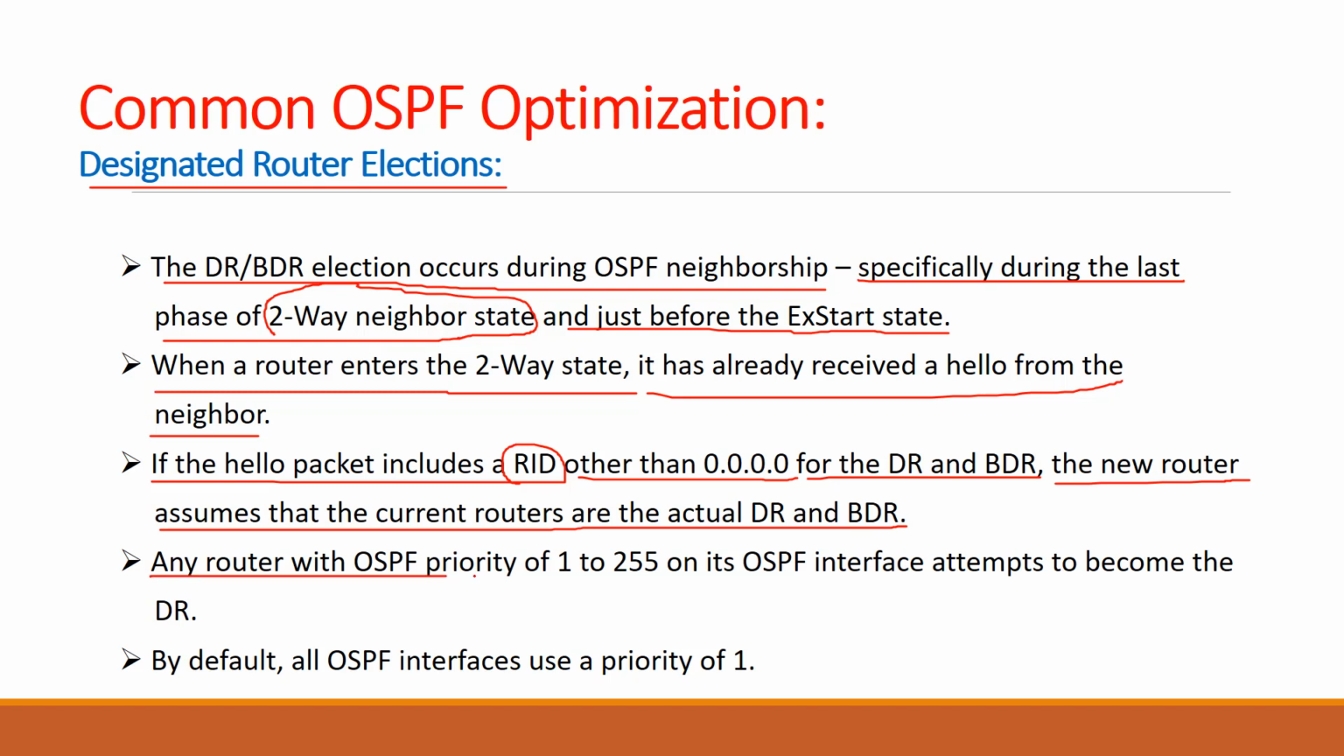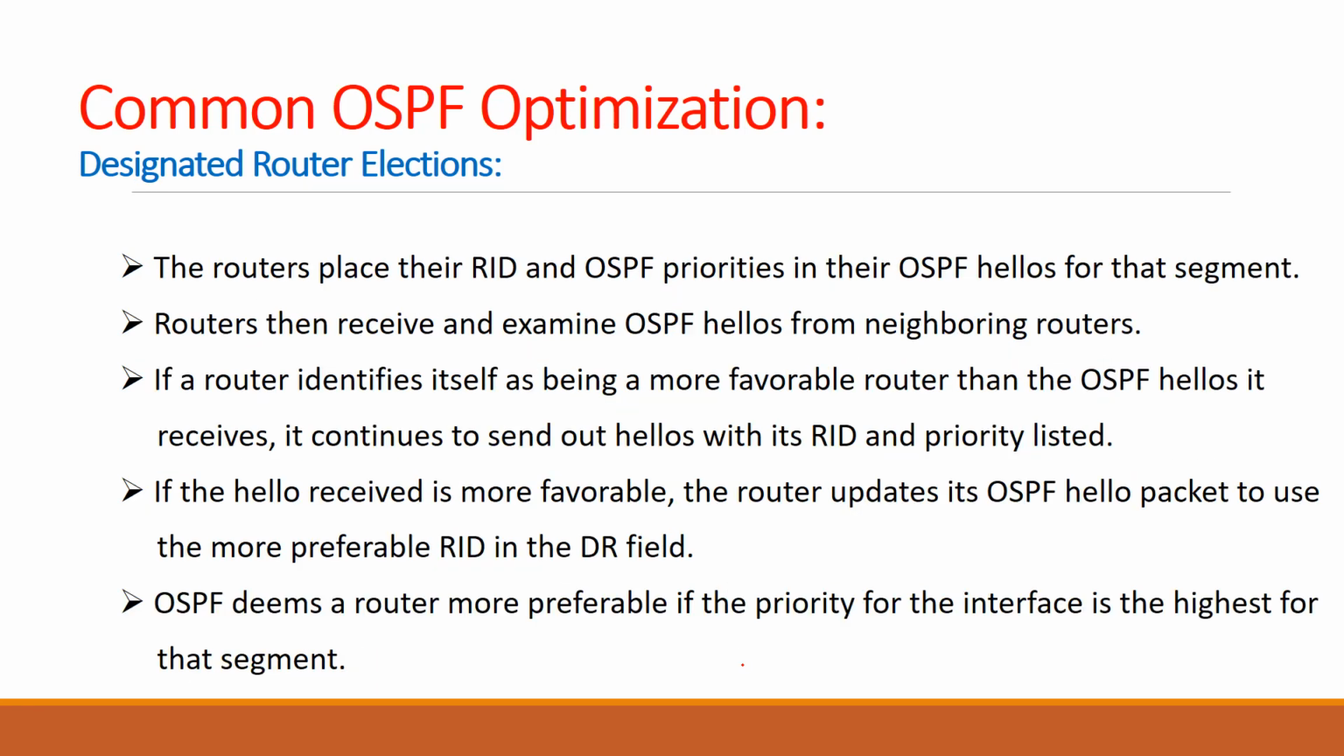Any router with OSPF priority of 1 to 255 on its OSPF interface attempts to become the DR. By default, all OSPF interfaces use a priority of 1. So to choose the priority, first, the routers place their router ID and OSPF priorities in their OSPF hellos for that segment.